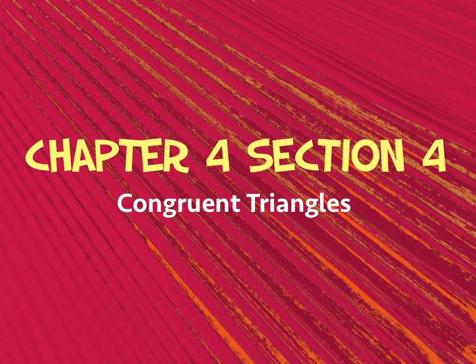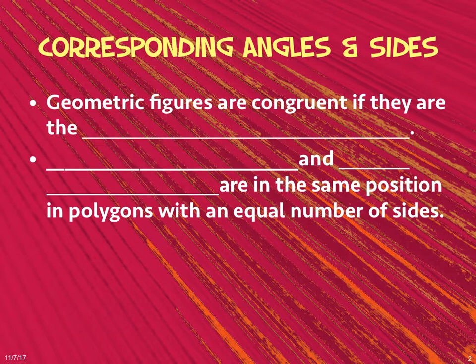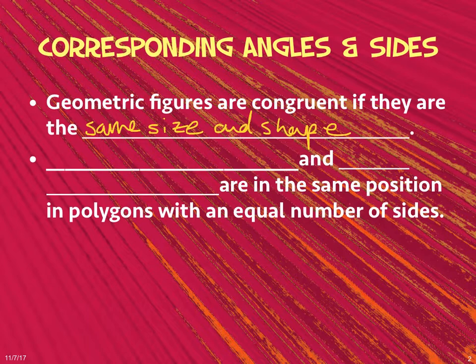So this is Chapter 4, Section 4 on congruent triangles. Geometric figures are congruent if they are the same size and the same shape. Corresponding angles and corresponding sides are in the same position in polygons with equal number of sides.